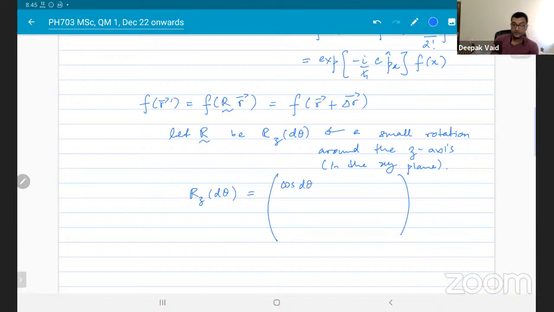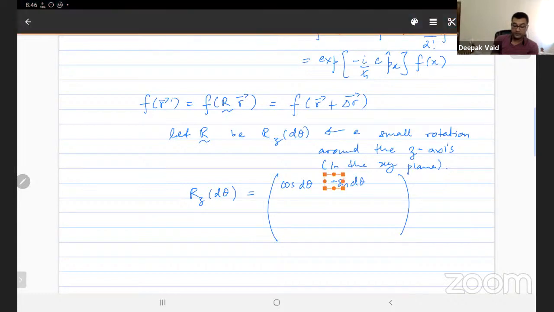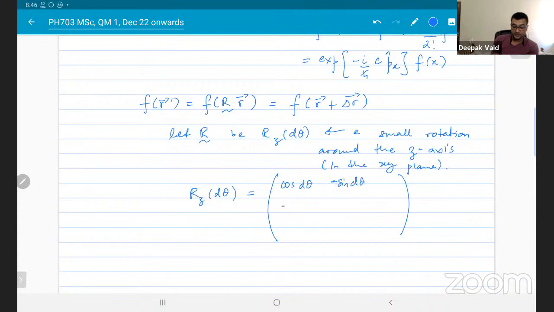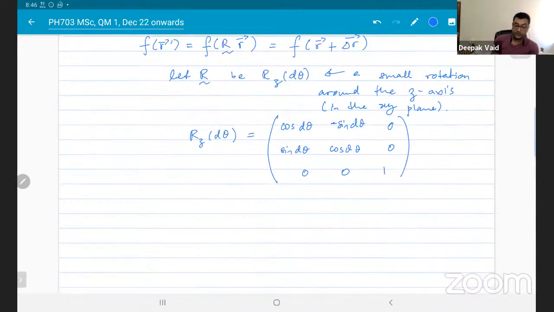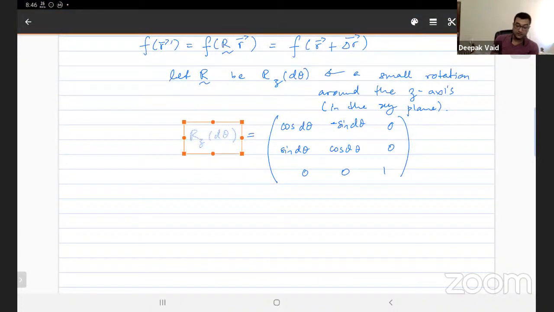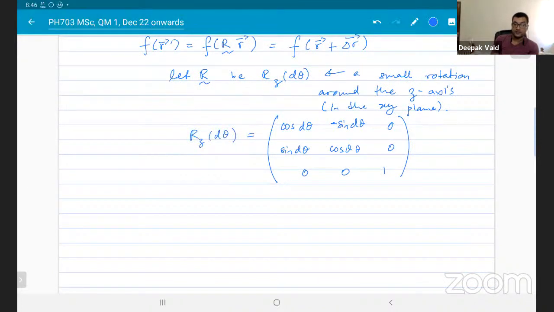Cosine d theta, okay? Then minus sine d theta. I think I was making a mistake with my sign. I think there should be a minus sign here. Then sine d theta and cosine d theta. 0, 0, 0, 0, 1. This is going to be my R matrix, right? For rotation in the xy plane.